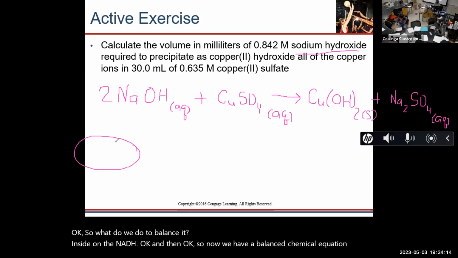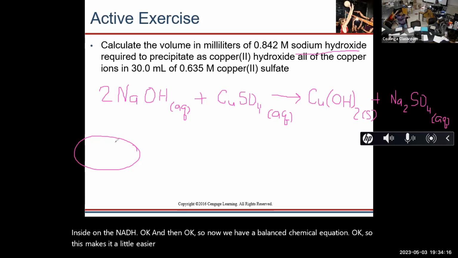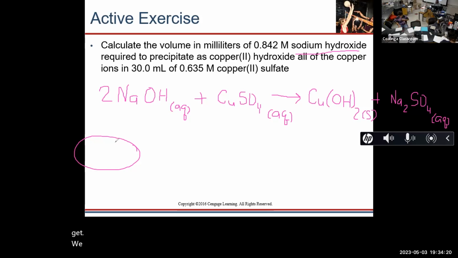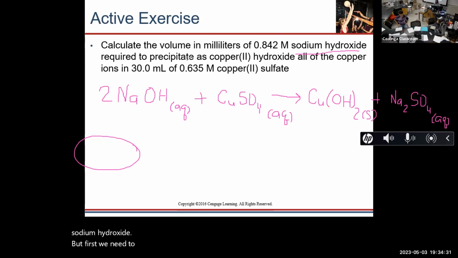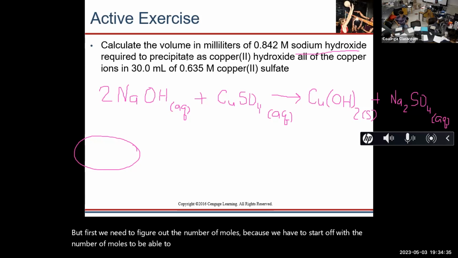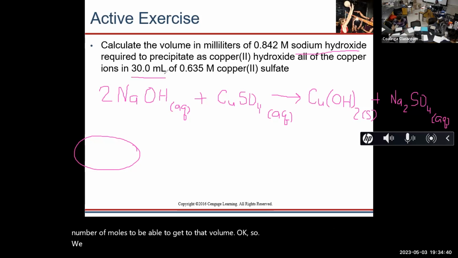Okay, so this makes it a little easier to work with. So the next thing that we need to do is we need to get the volume of, so we're looking to try to get the volume in milliliters of the sodium hydroxide. But first, we need to figure out the number of moles because we have to start off with the number of moles to be able to get to that volume. Okay, so we know that we have 30 mils of a 0.635 molar copper 2 sulfate.